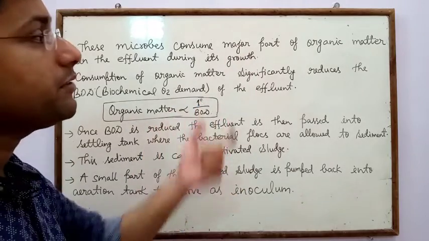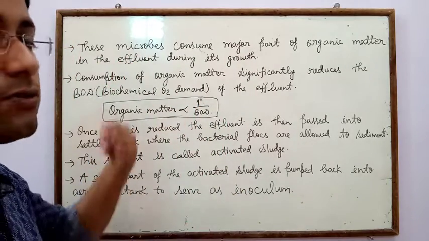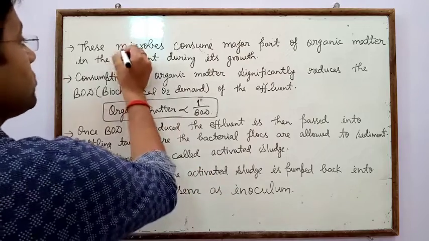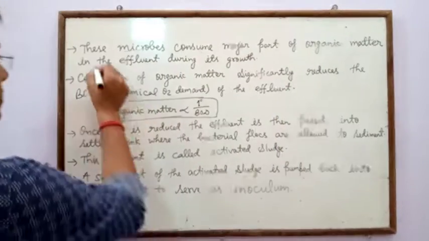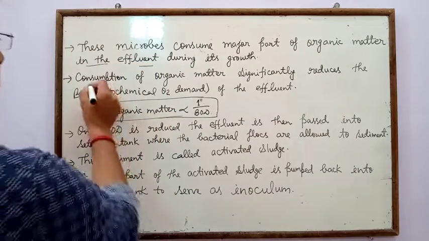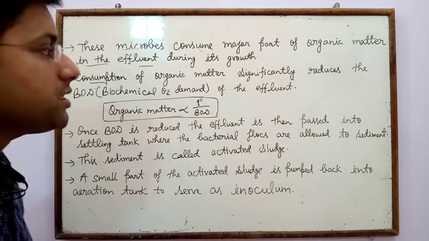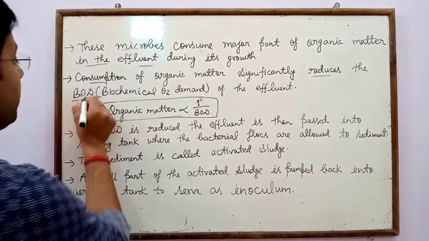Means major part of organic matter is consumed by the microbes in this biological process. So these microbes consume major parts of organic matter in the effluent during their growth. Consumption of organic matter significantly reduces the BOD.